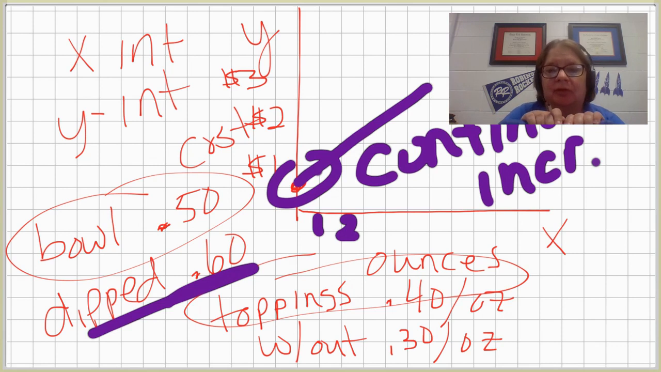What else can we talk about with frozen yogurt and math? The domain is the number of ounces. The range is the cost. The cost depends on the number of ounces. Okay, we've talked about it is a function. It's increasing. It's continuous because we can use fractions or decimals. We talked about the x-intercept and the y-intercept.